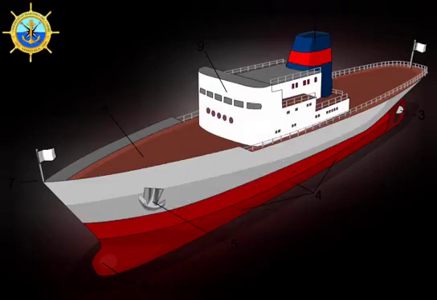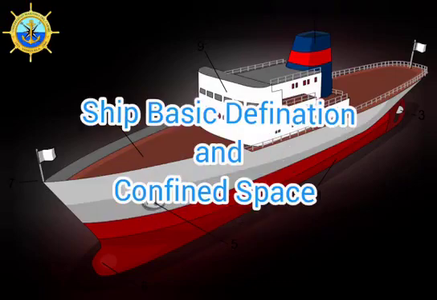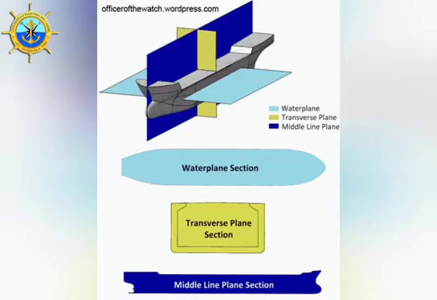In this video, I will explain the ship definition and confined spaces. A ship to sail must have buoyancy, which requires that its structure be impermeable to water and resistant to withstand the effort to which it will be subjected. What provides this impermeability and resistance is the quality and shape of its hull.